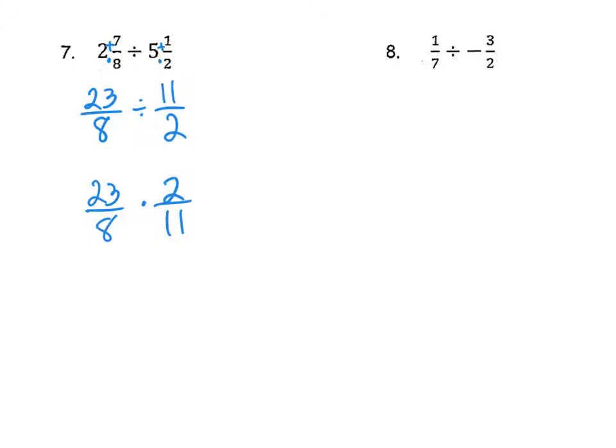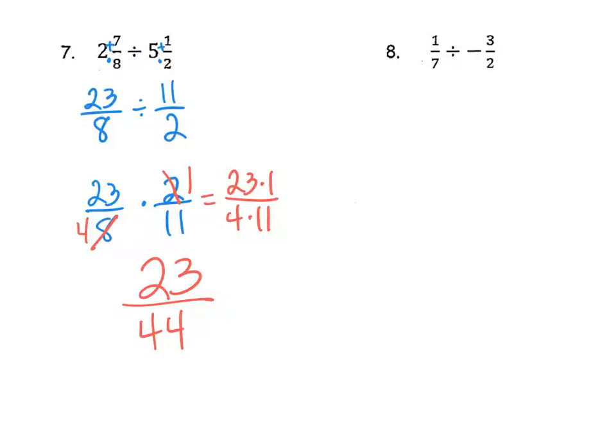All right. Can I cross simplify anything? No. Oh, yeah. Let's do it. Let's do the 2 and the 8. How many times does 2 go into itself? 2 goes into 2. How many times does 2 go into 8? Good. Now my math problem is 23 times 1 over 4 times 11. 23 times 1. 4 times 11. Good.